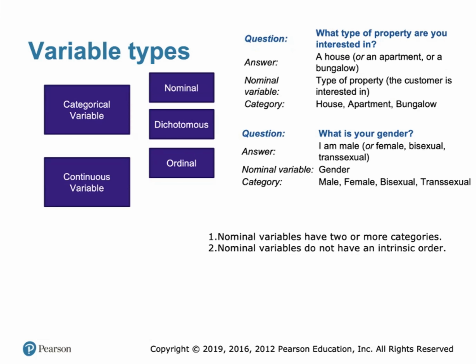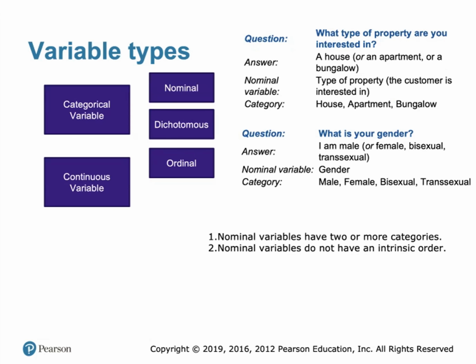So I have another example question. What is your gender? The answer will be I'm female, or I'm male, or I'm bisexual, or I'm transsexual, right? So your nominal variable is gender, and your categories will be male, female, bisexual, or transsexual. It doesn't have any order, right? Just names: female, male, bisexual, transsexual. That's an example of nominal variables.